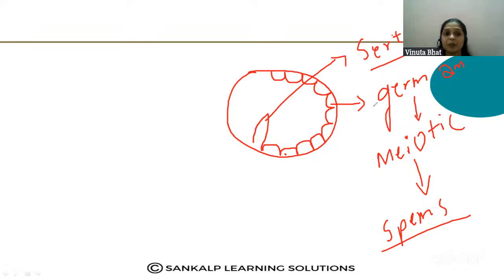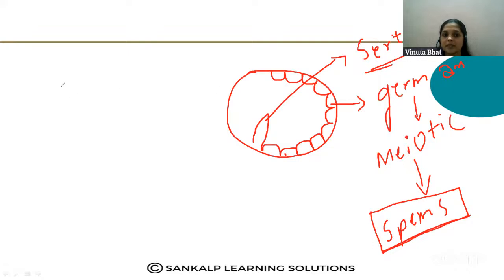And these spermatogonial cells undergo meiotic division. You know what happens in meiotic division. The diploid cells produce haploid gametes, that is, sperms. And inside the seminiferous tubule, one more type of cells, called Sertoli cells, provide nourishment for the sperms, the developing spermatids. I hope this concept is clear.